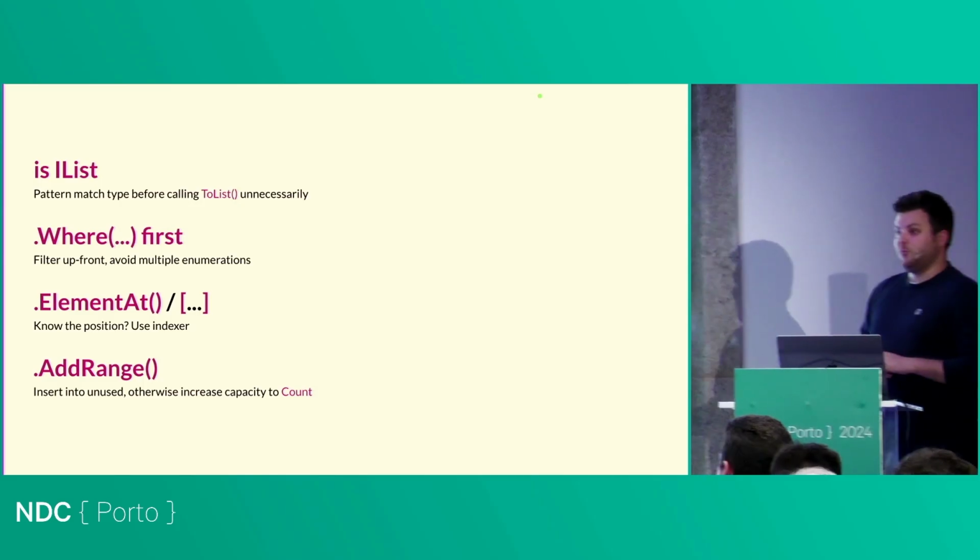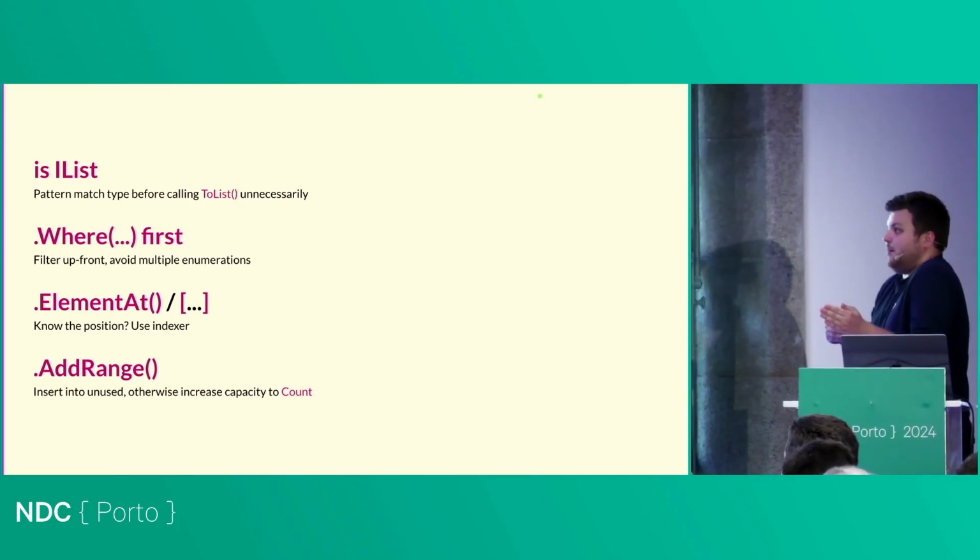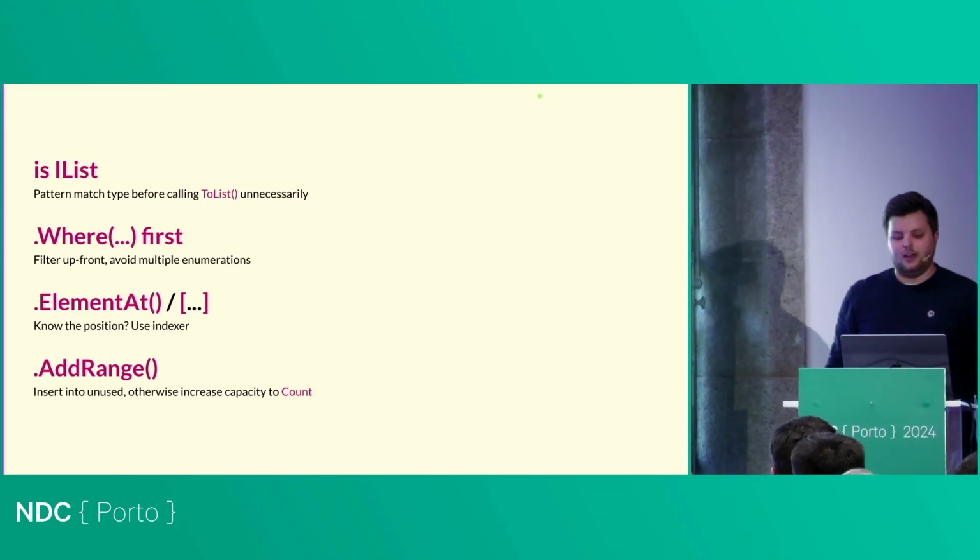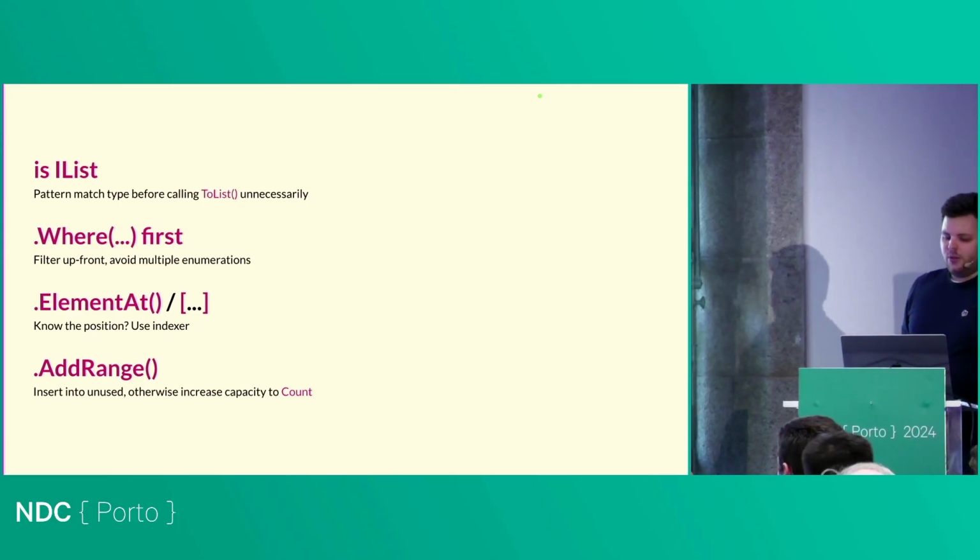Otherwise you've got to enumerate the whole thing again. This will literally just skip to the specific position, if you've got the index, that is. Also, add range.